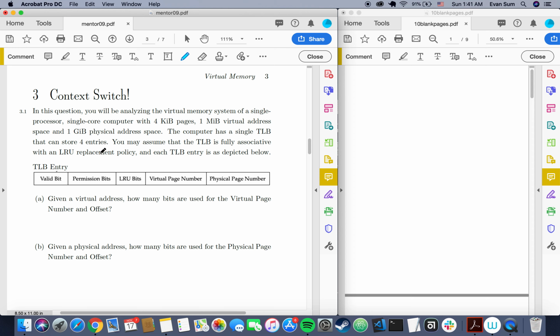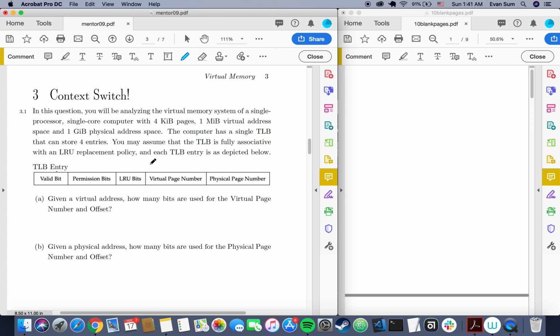LRU stands for least recently used, which means that if we need to kick something out, the thing that was least recently used will be kicked out. And then a TLB entry is shown below. A TLB is something you check before the page table, usually right beforehand, and it's very, very similar to a cache in how it caches memory.